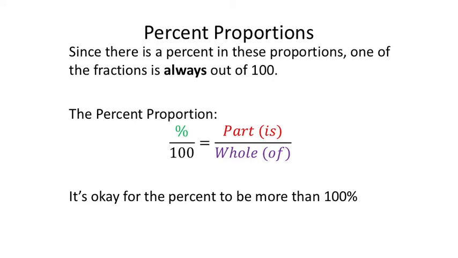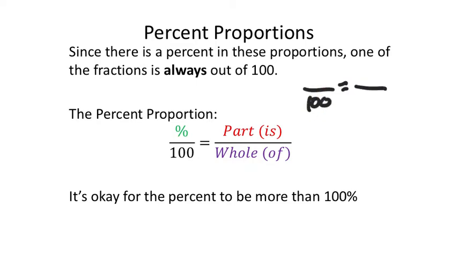But then we have what we call the percent proportion. So since there is a percent in these proportions, one of the fractions is always out of 100, meaning that when we start these out, you're not going to see that other stuff, meaning you can have two fraction lines that are equal, just like we would expect from a proportion, but one of these is always going to be 100.